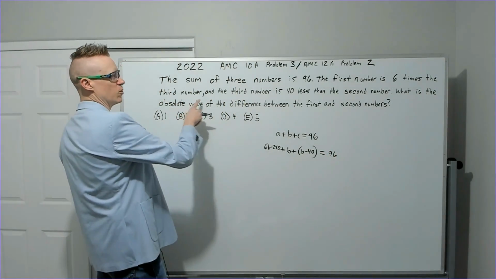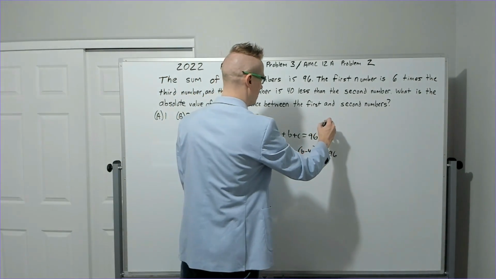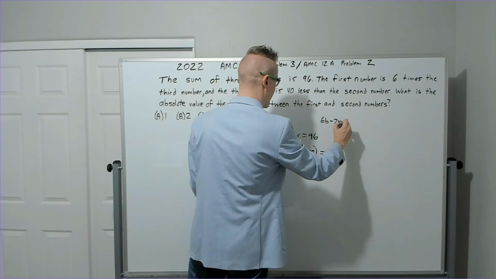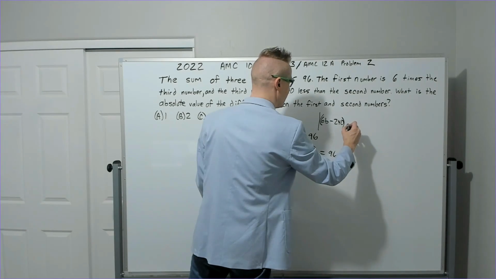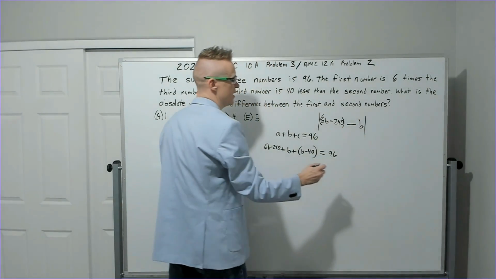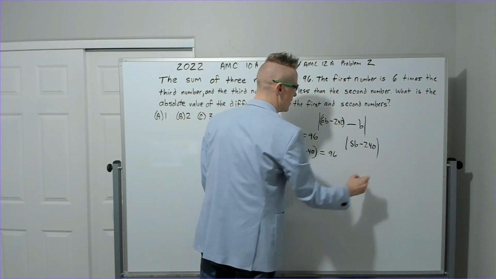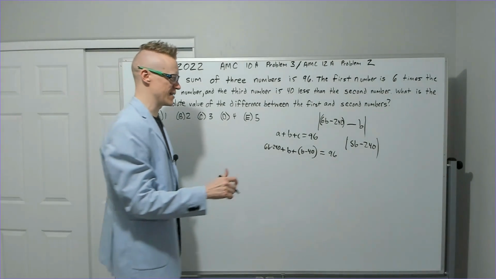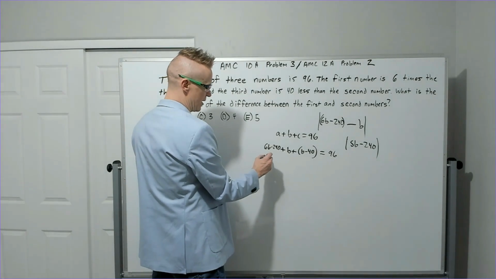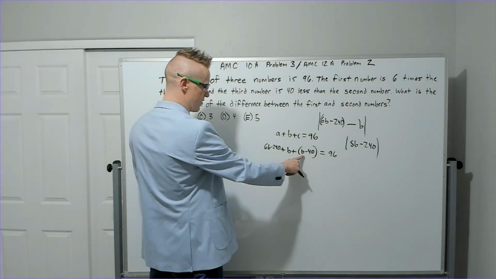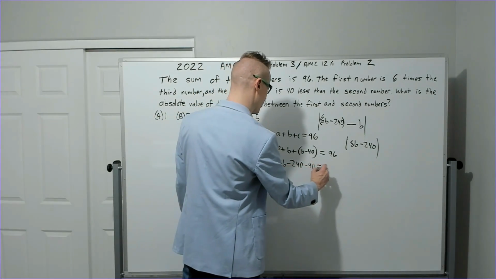Now, what does it ask for? What is the absolute value of the difference between the first and second numbers? So you're going to want 6B minus 240 minus B, because these are the first 2 numbers. So if I do 6B minus B, we want the absolute value of 5B minus 240. Most likely that's going to switch because the 240 is probably, we'll just see what we get actually. So here we go. We've got 6B plus B is 7B plus 8B. 8B minus 240 minus another 40 equals 96.